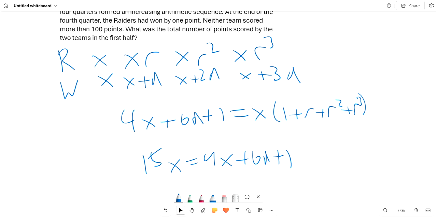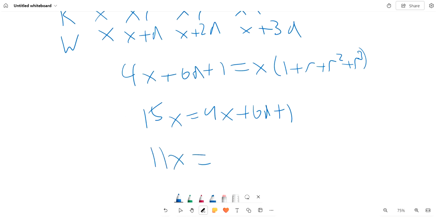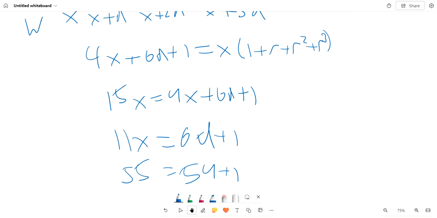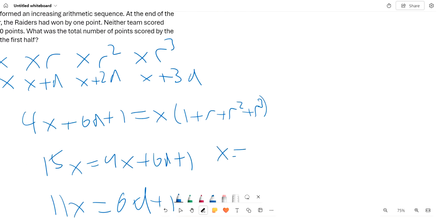And then we subtract 4x on both sides. We get 11x equals 6d plus 1. We look at this for a second and we think, oh, what if x is 5 and d is 9? So if that's the case, then we get 55 equals 54 plus 1. And that's true, so we now have x equals 5, d equals 9, and r equals 2 as a possible solution.